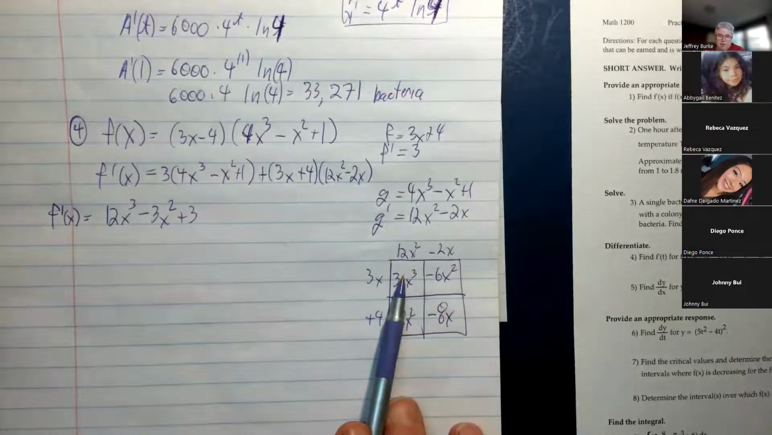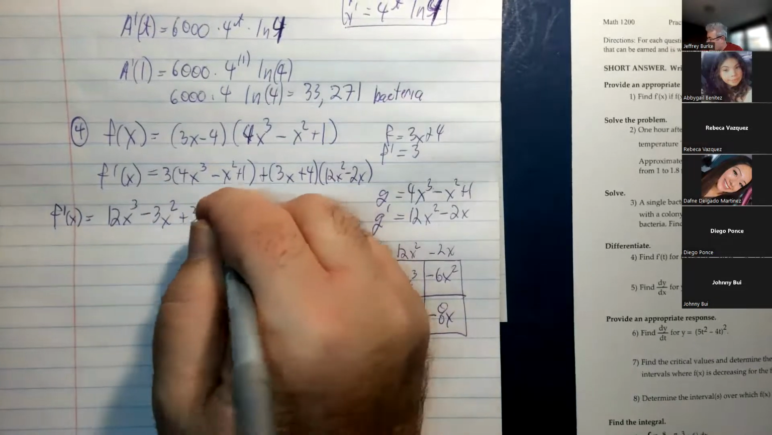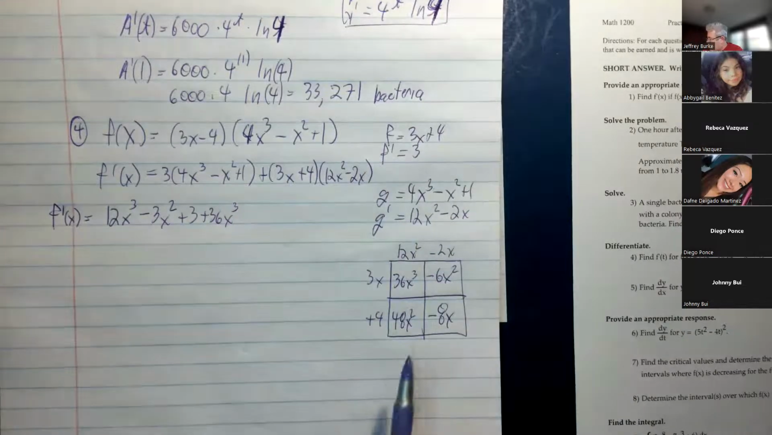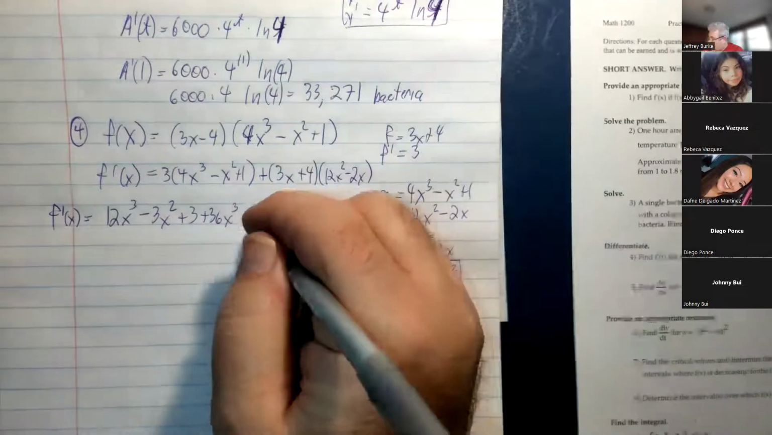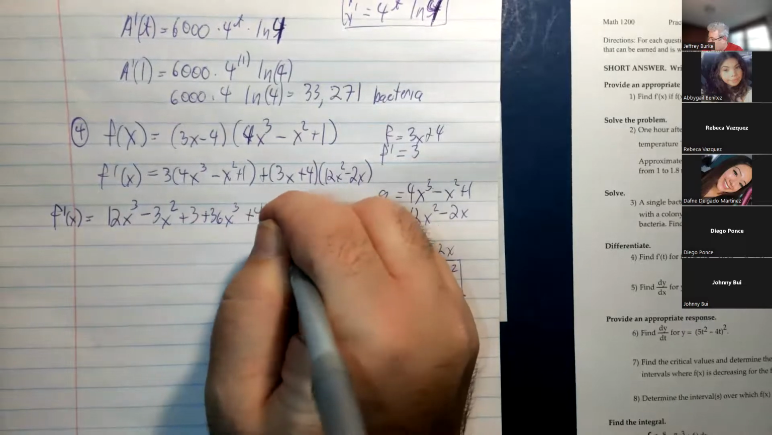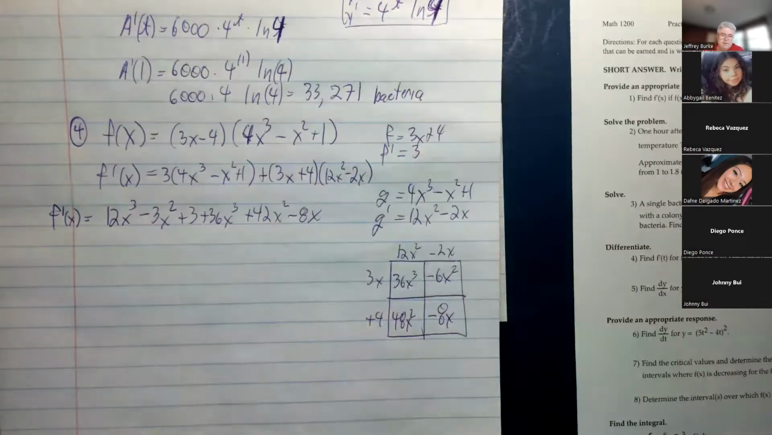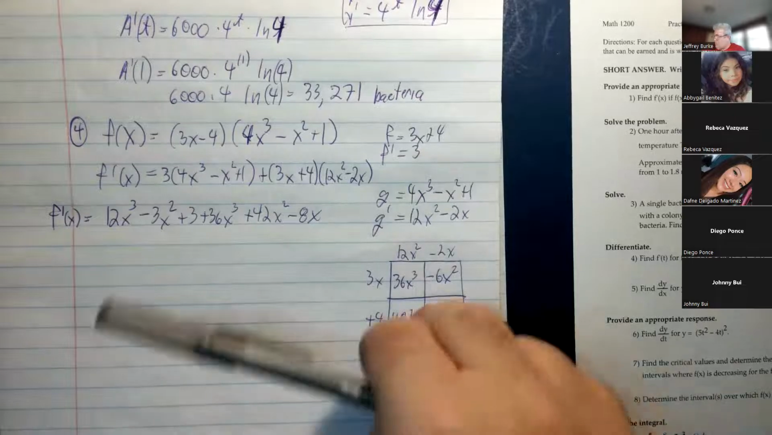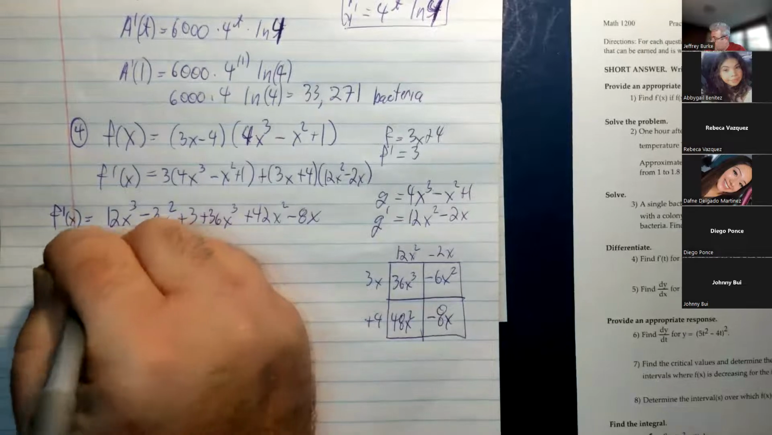I'm going to consolidate here. I can't do much with 36x to the third, at least not yet. So I'll put 36x to the third here. Let's consolidate 48 and then negative 6x squared. That'll be plus 42x squared and then minus 8x. So I can do that work down here. Now I do have some like terms to combine here also.